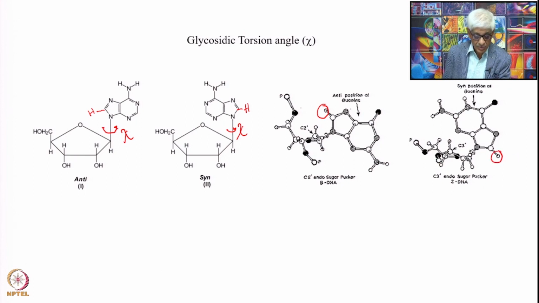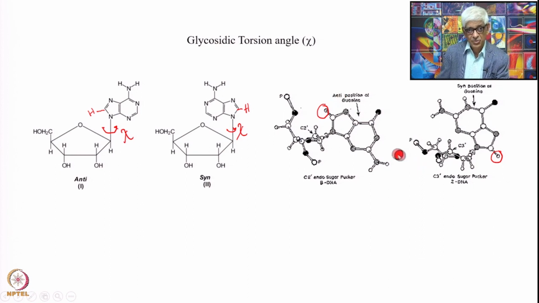This is far away, but this one will now be closer to the sugar ring protons, the H1 prime protons. This proton will be close to the sugar ring protons here, whereas this proton will be farther away from the H1 prime or the H2 double prime protons in the case of the NT conformation, the C2 prime endo sugar and the NT position of the glycosidic torsion angle. So, these will be important.